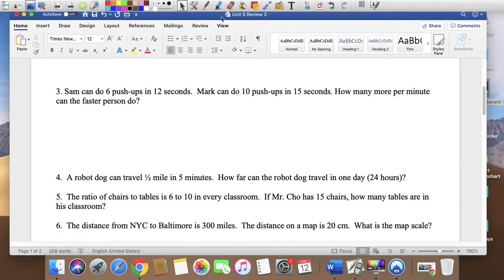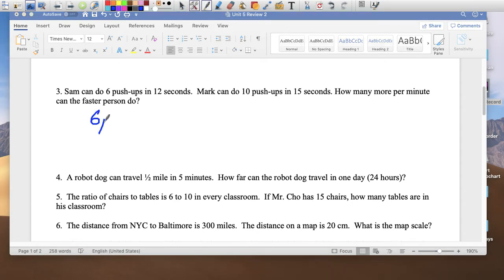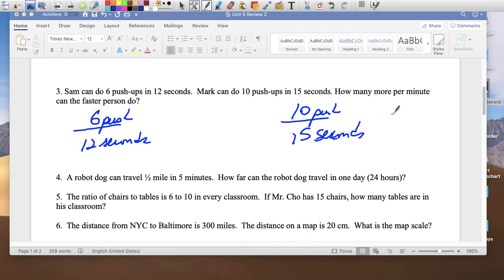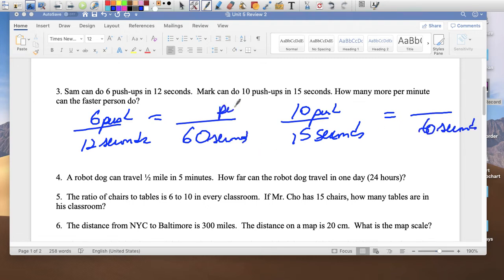So Sam can do 6 push-ups in 12 seconds. And the other guy can do 10 push-ups in 15 seconds. Now, you can find the unit rate and figure out how many push-ups they do in 1 second and then multiply it by 60 if you like. Or you can do this. 1 minute is the same thing as 60 seconds. So let me write 60 seconds on the bottom. And then push-ups. Well, if this guy can do 6 push-ups in 12 seconds, let's see if there's a relationship between 12 and 60.